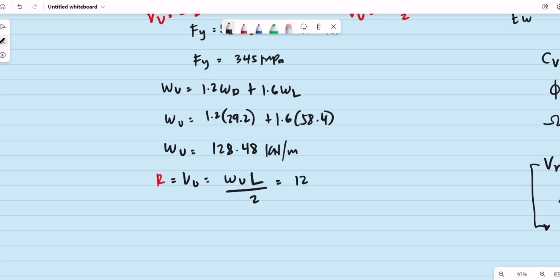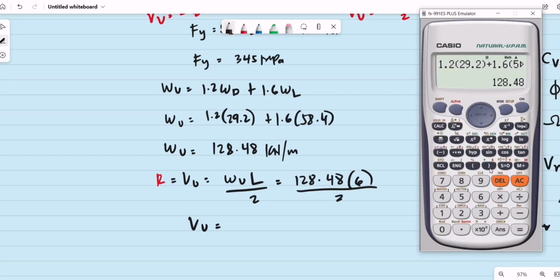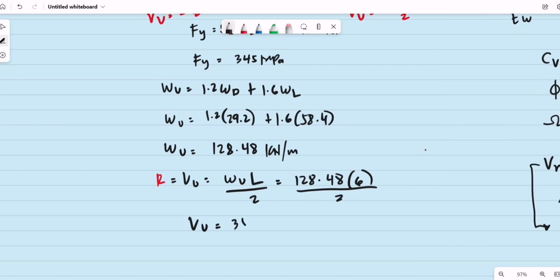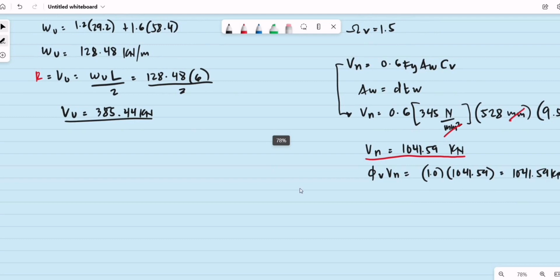This is equal to 128.48, then the length of the beam is 6 meters, divided by 2. So what is the value of our ultimate shear? This is equal to 128.48 times 6, divided by 2, which is 385.44 kilonewtons. If you compare this to our capacity, that is 1,000.